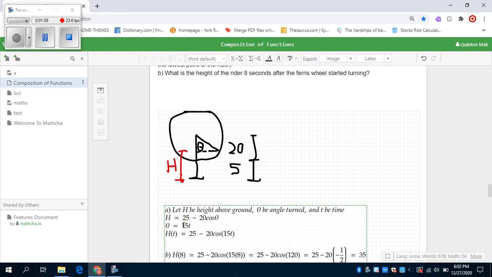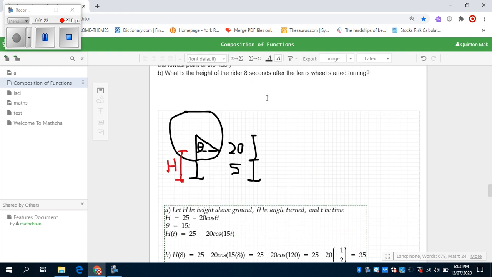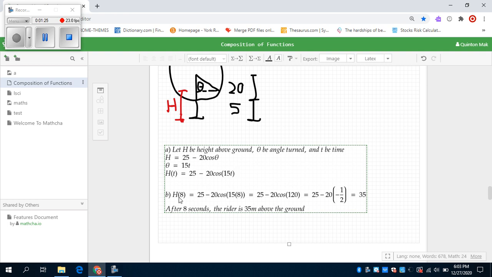Theta equals 15t because the angular velocity is 15 degrees per second, so h of t equals 25 minus 20 cosine of 15t. And now we want the height of the rider 8 seconds after the wheel started turning, so we sub in t equals 8 and do the calculations, and we get 35 meters above the ground.